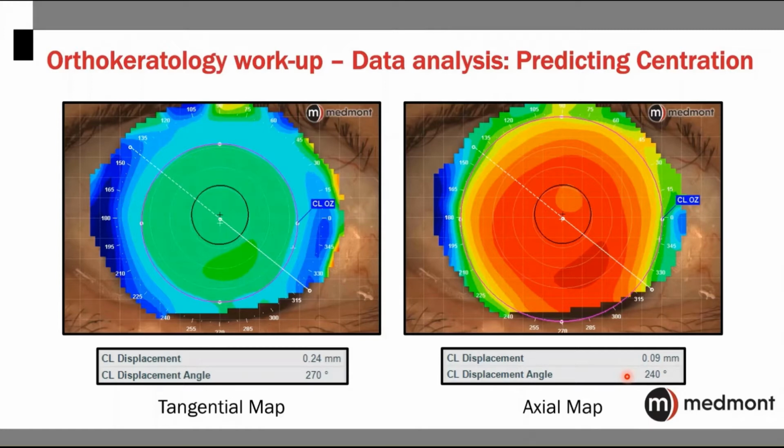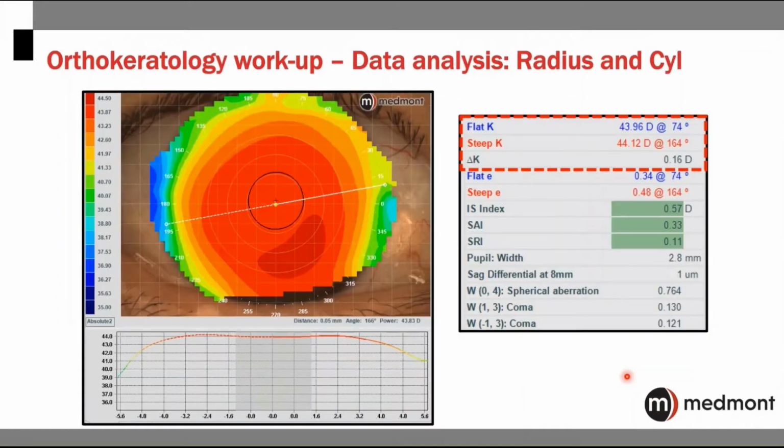Using the Medmont and this contact lens displacement attribute, you can determine before you even start ortho-K if a lens should be expected to center well, or if you should expect some decentration of your outcome. And this can help to determine if modifications should be made, or if the fit is likely as good as it's going to be.